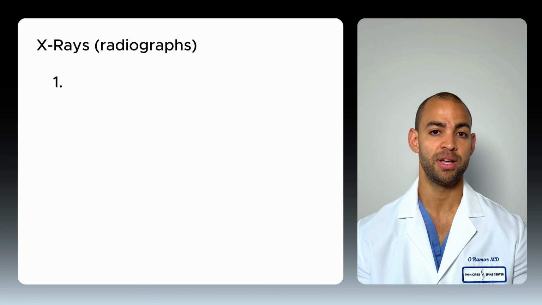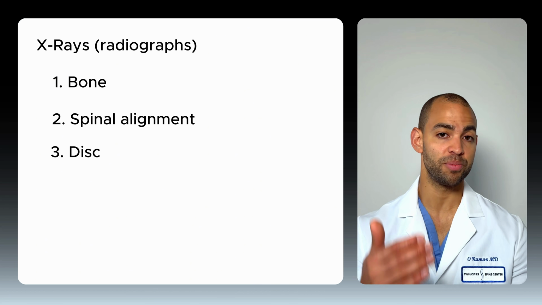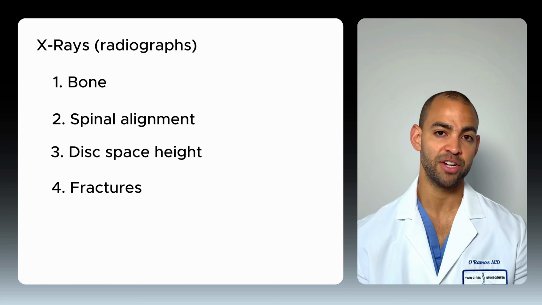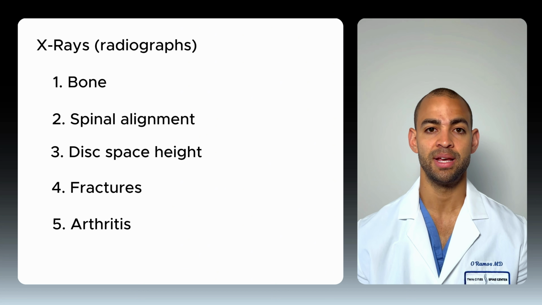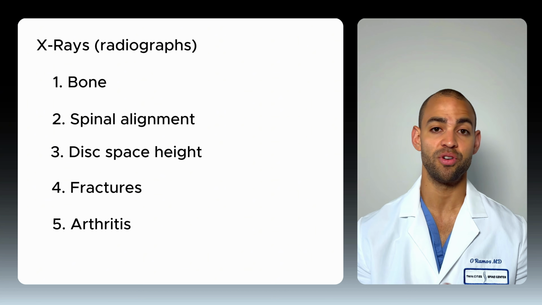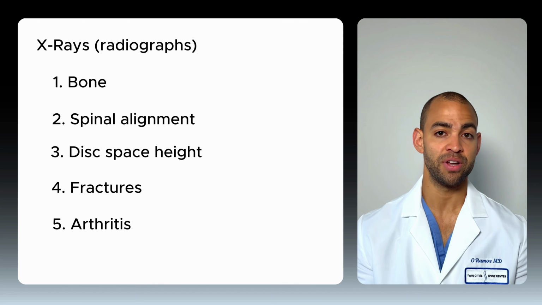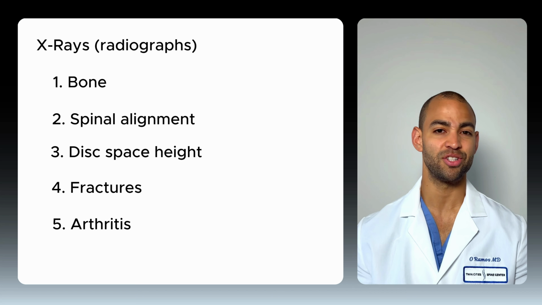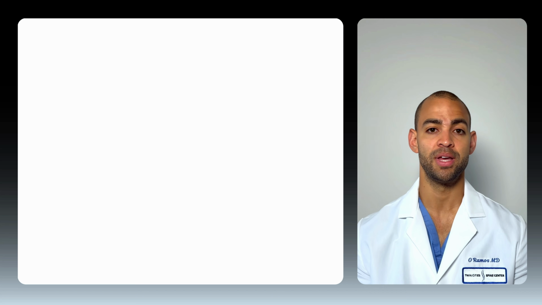X-rays show bone. They're useful for assessing overall spinal alignment, disc space height, and bony abnormalities like fractures or significant arthritis. X-rays do not show disc herniations. X-rays do not show nerve roots or soft tissue. So when your doctor orders an X-ray first for back pain, they're looking at the structural skeleton. It's a starting point, not a complete picture.